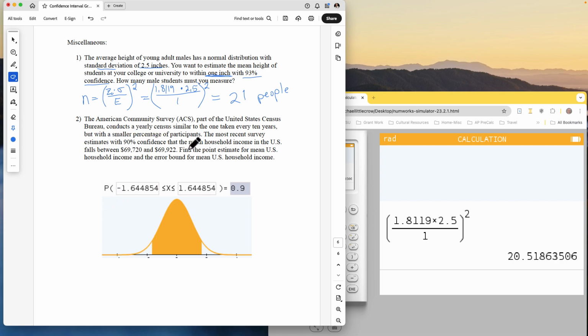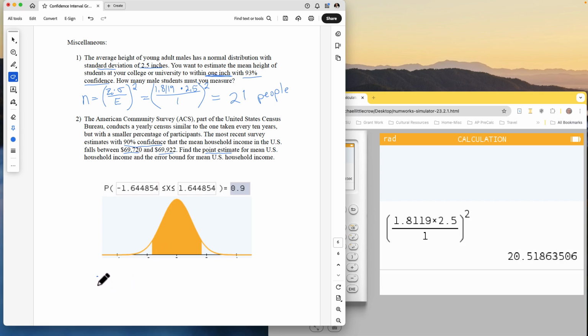Okay. Let's take a look at this last one. The American Community Survey, part of the United States Census Bureau, conducts a yearly census similar to one taken every 10 years, but with a smaller percentage of participants. Who cares, right? We could have started here and we'd be fine. The most recent survey estimates with 90% confidence that the mean household income in the U.S. falls between these two values. Okay. Find the point estimate. That means what is the mean household income and the error bound for the mean U.S. household.